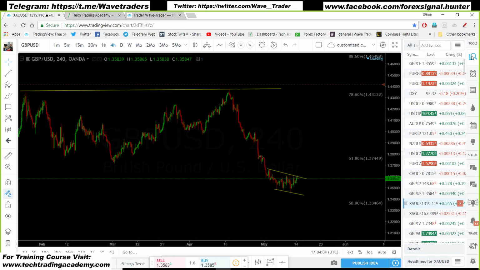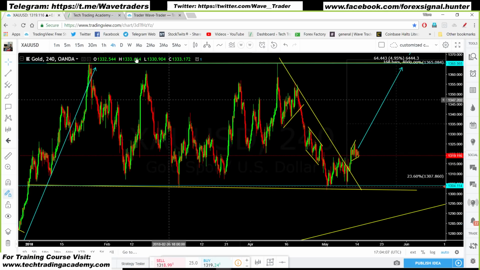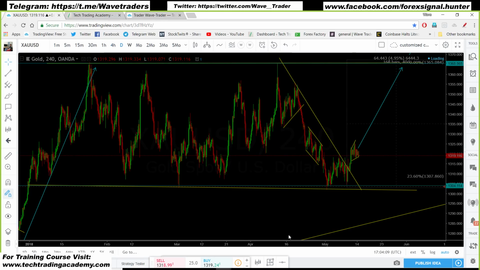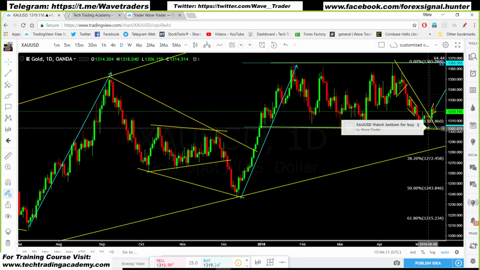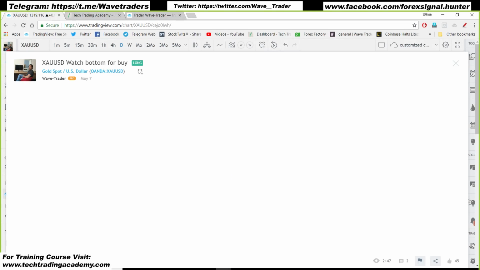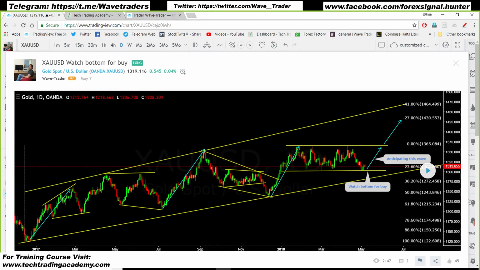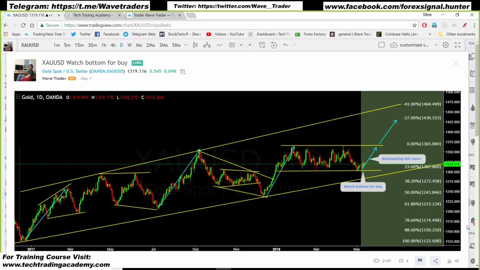Gold. Okay, what I have shown you on the gold: one more bullish wave. All right, that wave. We are still looking for it to test that top again. Okay, this top. Go back up, test that top again.